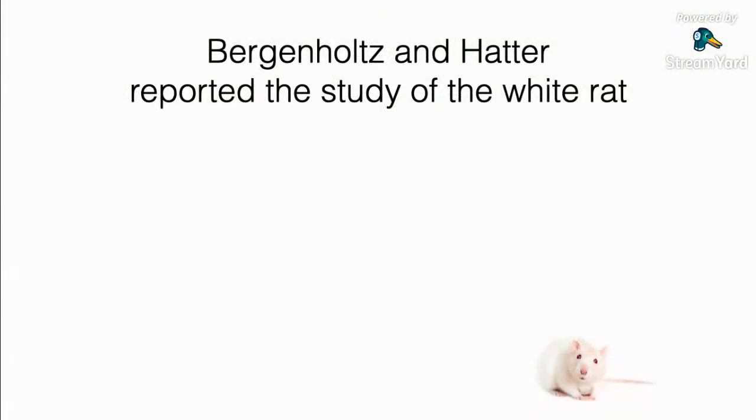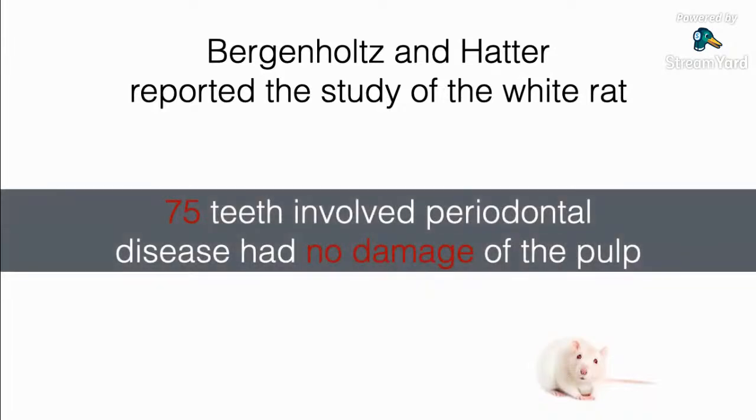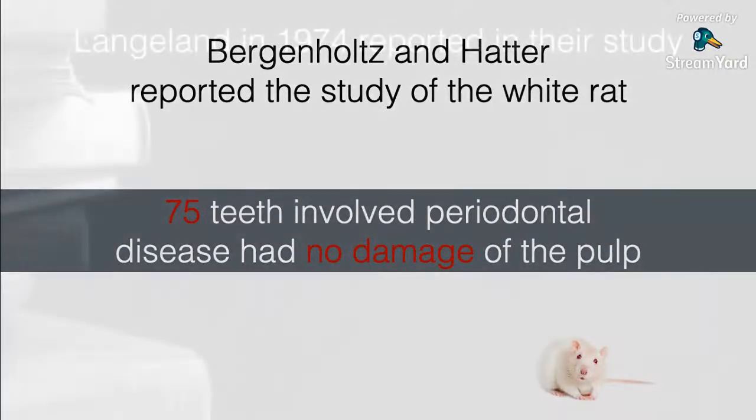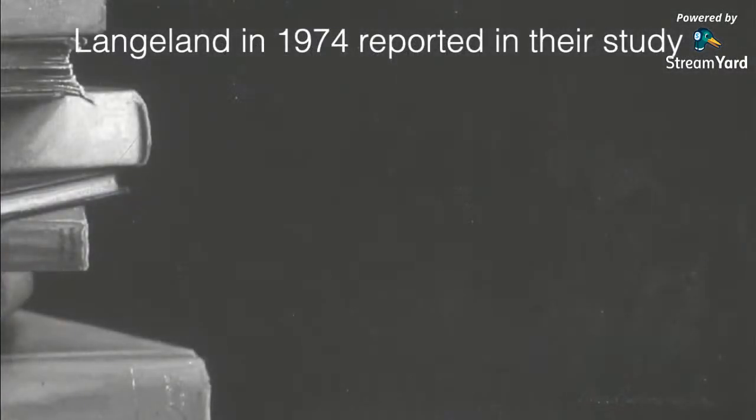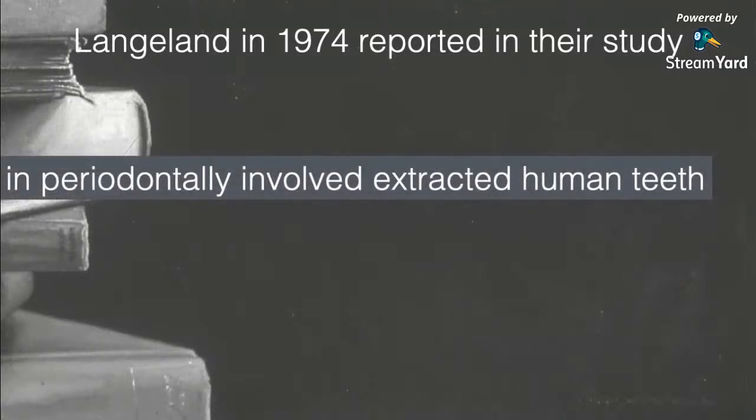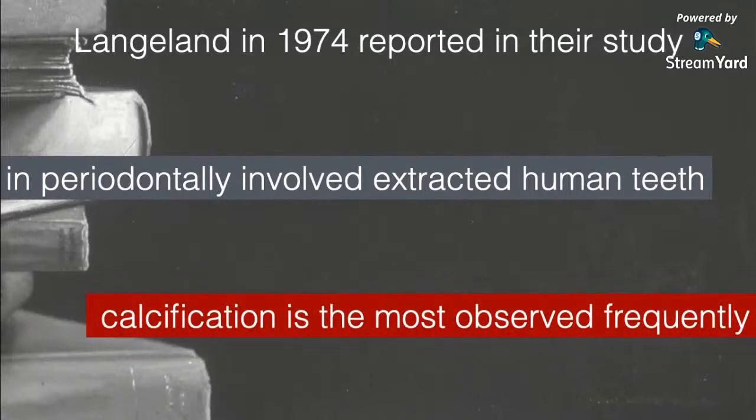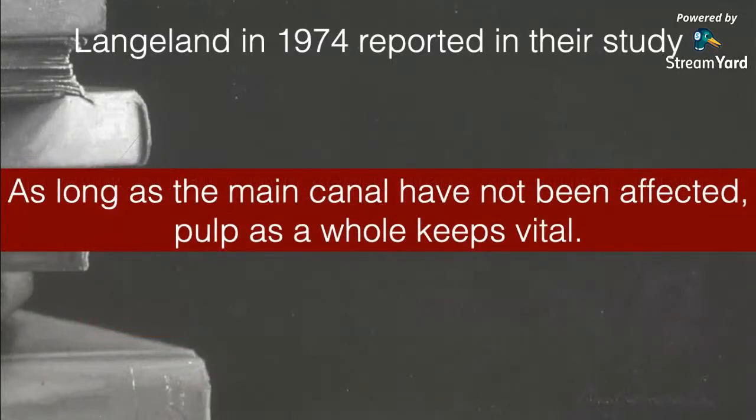Bergenholtz and Hasselgren reported a study on white rats: 75 teeth involved with periodontal disease had no damage to the pulp. This is a very controversial result. And Langeland in 1974 reported that in periodontally involved extracted human teeth, calcification is the most frequently observed. I think this is observed clinically as well.